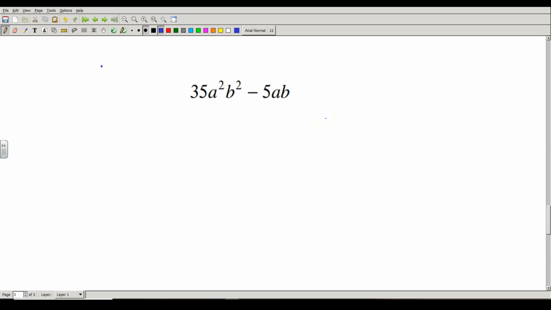Let's try one more. Let's factor out the GCF. So I have 35a squared b squared minus 5ab. So I'm just trying to find what common factors I can divide out of both of these things at the same time. Between 35 and 5, they both can be divided by 5. And then if we look at the variable parts, they both have at least one a, and they both have at least a b. So the GCF here would be 5ab. So the way that I would write that is 5ab, and then outside of the parentheses and inside, I would write the result of dividing each of those terms by 5ab.